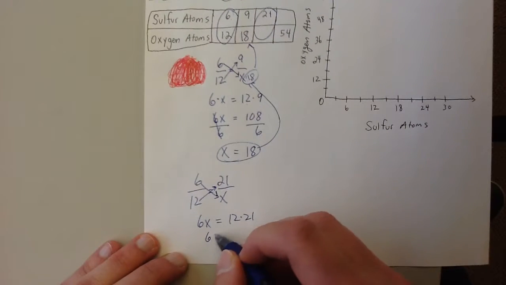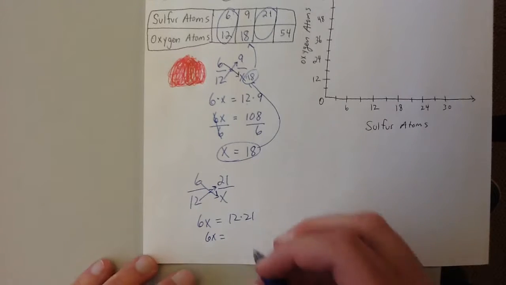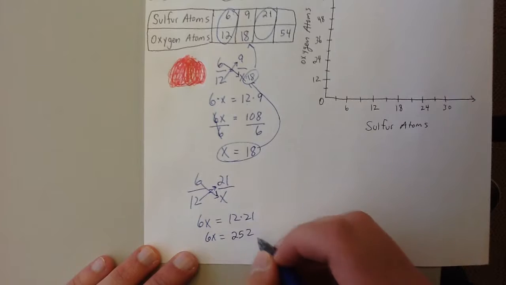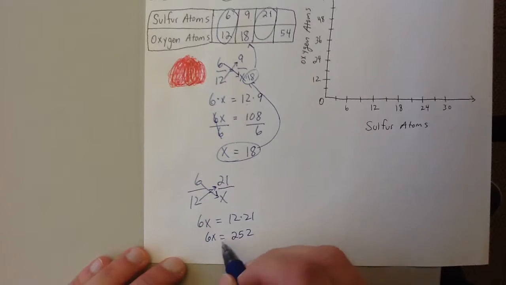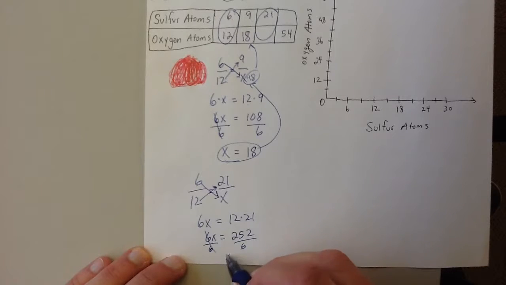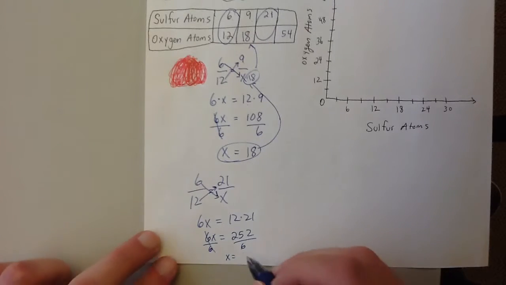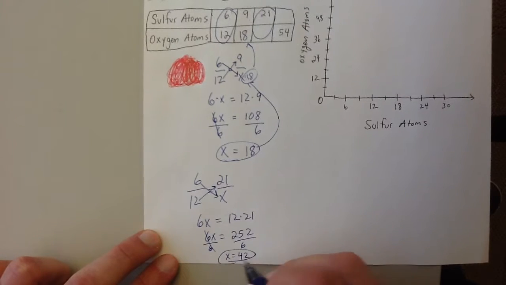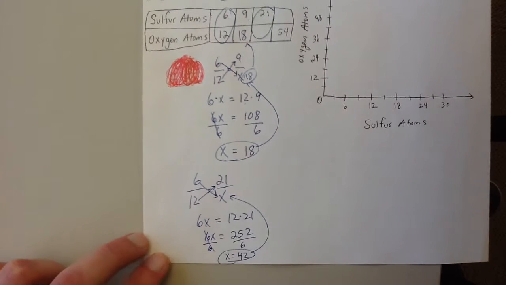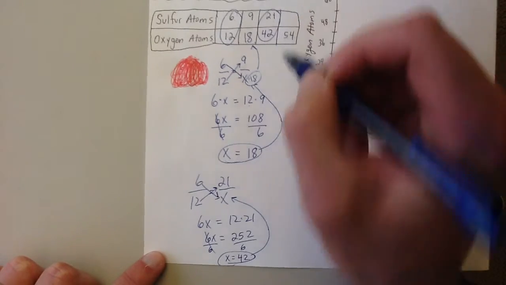Okay, so 6x is equal to, I can use a calculator here, 12 times 21 is equal to 252. So I've cross multiplied, now I divide. I divide by the coefficient of x, which again is 6. So x is equal to 252 divided by 6, which gives me 42. Okay, so that is x. So when there's 21 sulfurs, there are 42 oxygens.